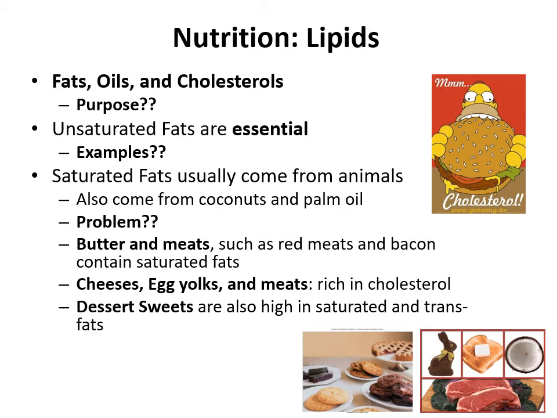And the problem with saturated fats, like I said, is they stack on top of each other. And they are very bad for the heart in large amounts because they can start clogging arteries and various tubes in your body that you want proper flow going through. Now, things like butter, meats, cheeses, egg yolks, and dessert sweets all tend to be high in saturated fats. So yes, you don't want to completely cut them out of your diet, but always remember small portions.